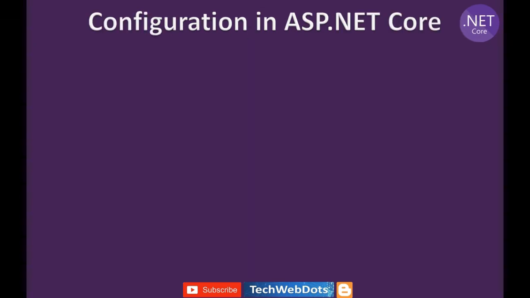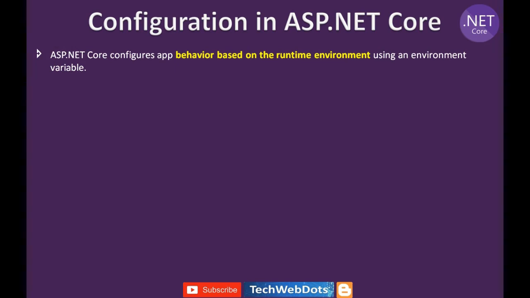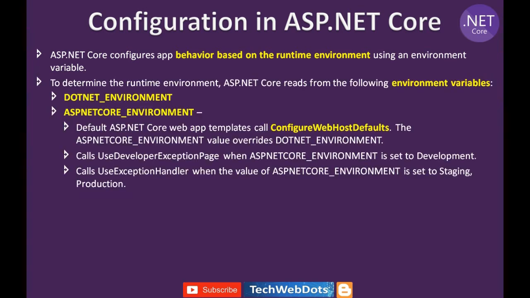Now I will also explain a few things about configuration in ASP.NET Core. ASP.NET Core configures app behavior based on the runtime environment using environment variables. When we start the application, at that time we identify what configuration we need to pick for our application. To determine the runtime environment, ASP.NET Core reads from the environment variables. There are two environment variables, especially the DOTNET_ENVIRONMENT variable and the ASPNETCORE_ENVIRONMENT variable.